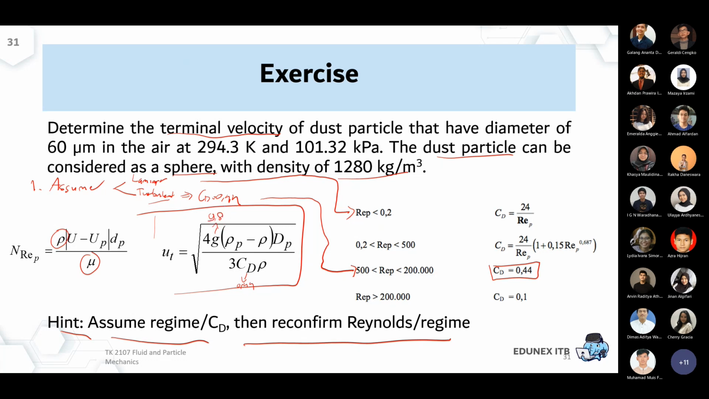9.8, and then the dust particle is 2080, particle diameter is 60 micrometer, 6 minus 5. Okay, so the only unknown is the density of the air, and probably later the viscosity of the air, which will be provided later or maybe can be found in Google or in other references.